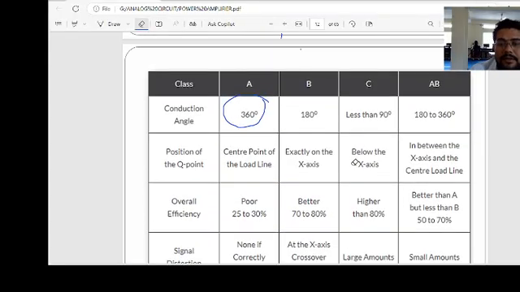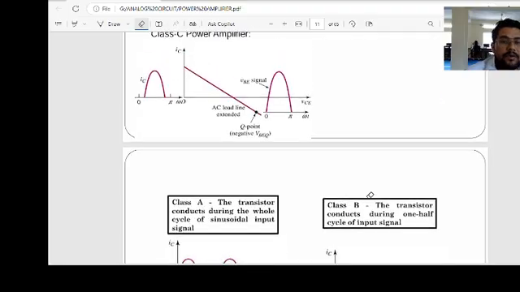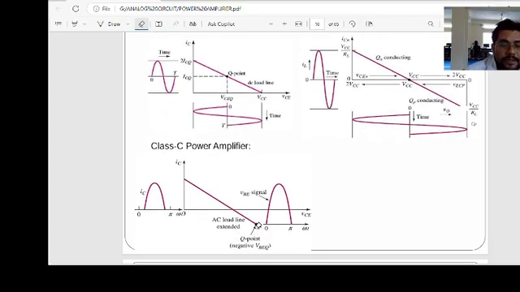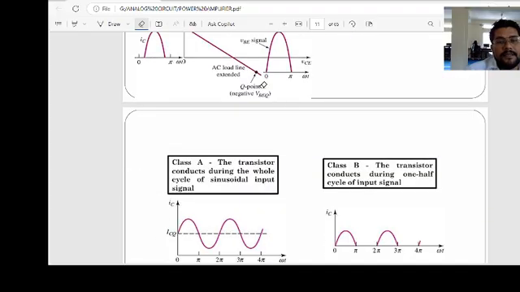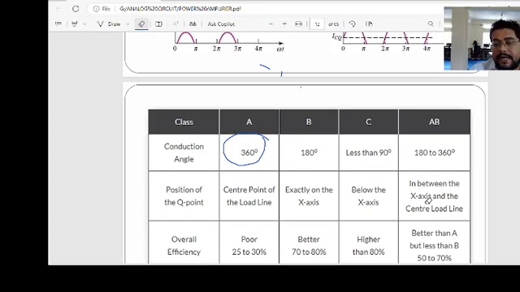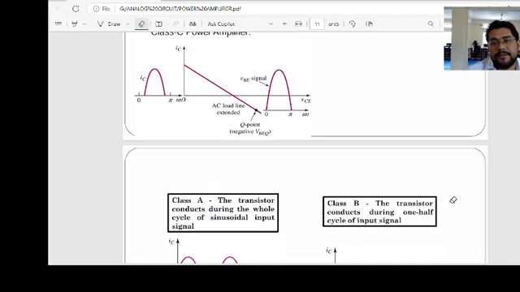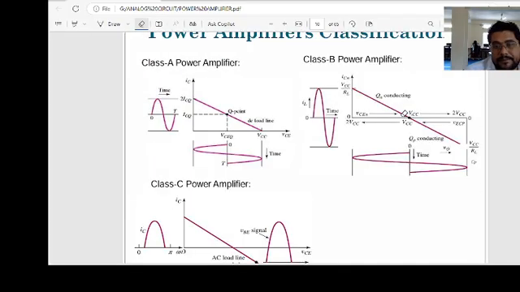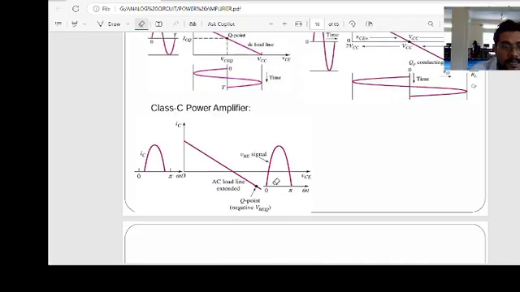Next we will see below the x-axis. When it moves below the x-axis, this is the quiescent point in the negative region, beyond it, this is the power class C I'm saying. So they will ask about the class C amplifier. Then the other class lies between the x-axis and the center of the load line.